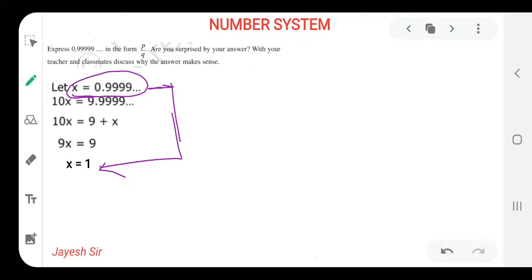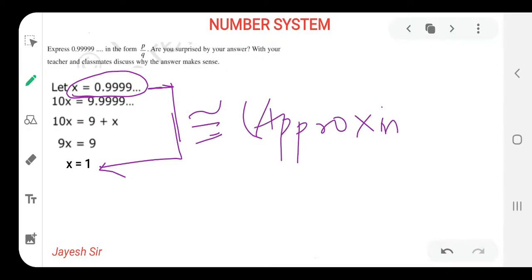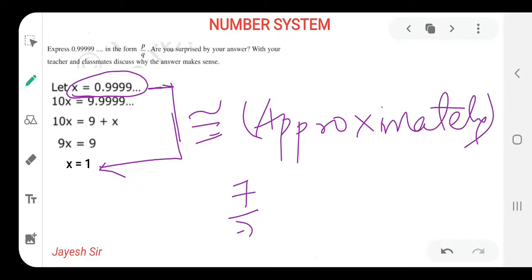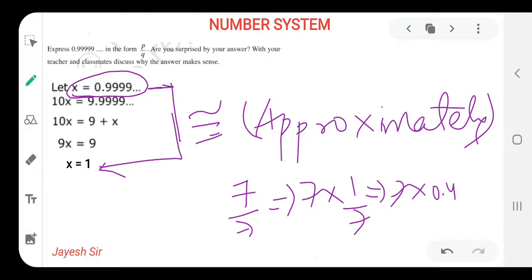Because the question is 0.9999... up to n times. Can it be said as 1? Yes. How? Because the answer is coming approximately equal to 1. Similarly, as we were getting for 7 by 7, that is 7 into 1 by 7. If you solve this sum by that method, what was the value? 0.142857 was the value for it.